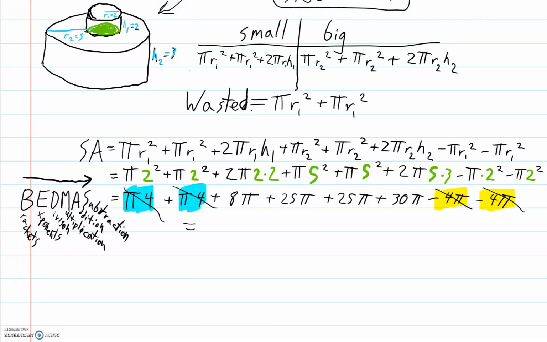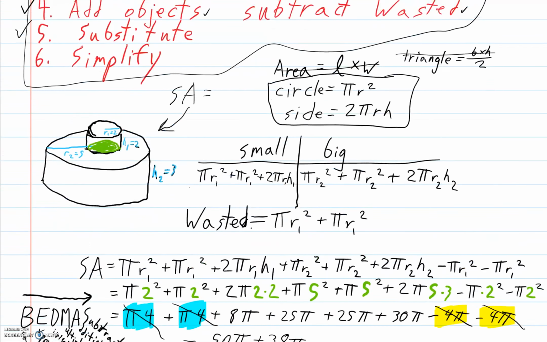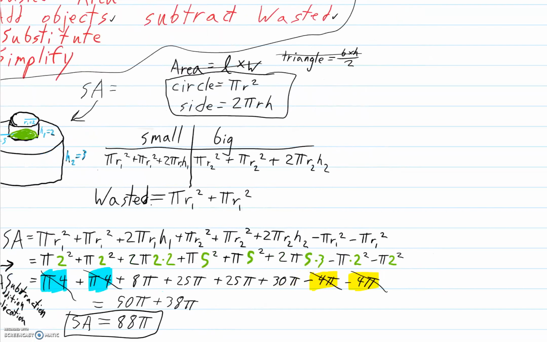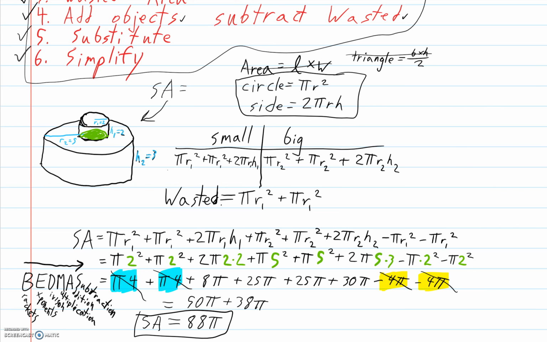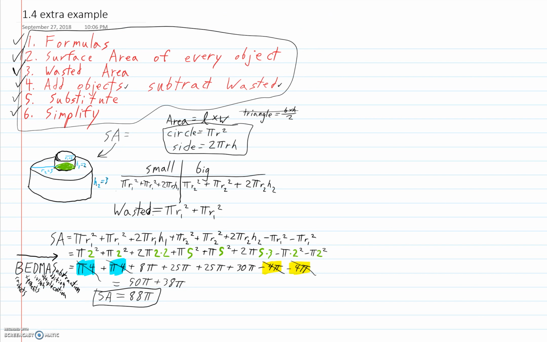Okay. What have we been left with? 25 plus 25 plus 30 plus 8. So 25 plus 25 is 50 pi. 8 plus 30 is 38 pi. 50 plus 38 is 88 pi. And that's our answer. So you have to be very careful to really go through step by step. Okay, and I guess I can check off the fact that we simplified. Okay, so the trick is to go really step by step, going through those 6 steps one at a time.